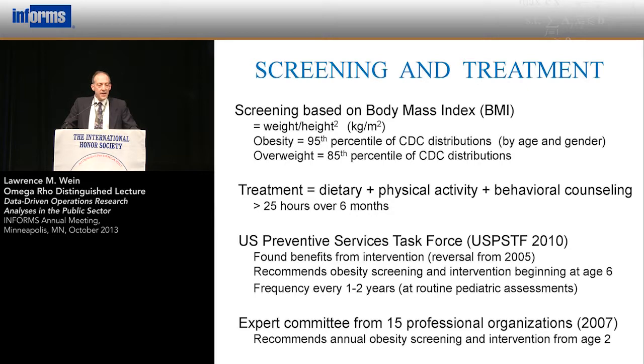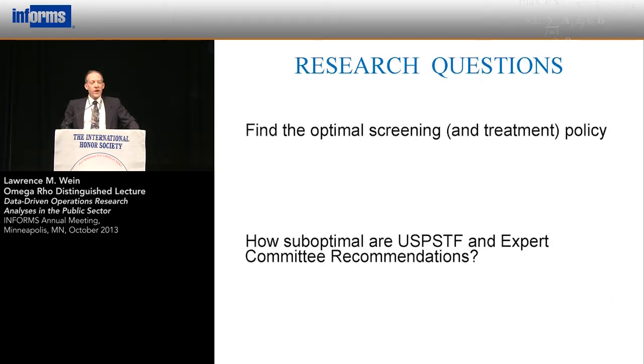And so they recommended that every child, when they go in for their annual checkup, or every 2 years, they check for obesity, and if they're obese, that they refer them to treatment. And another expert committee of 15 pediatric organizations actually recommended starting at age 2. So our research question here is, let's find the optimal screening policy and how suboptimal are these two proposed policies.